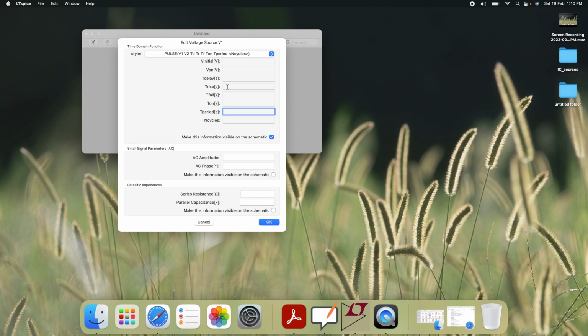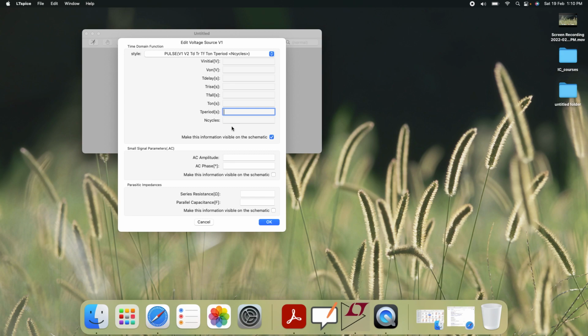If you are giving T on time and T period such that T on is half, it will automatically become a square wave. If you are giving T on smaller, or giving T on more than T period by 2, it becomes rectangular, right? Similar to that, there are some cycles and other things given. So all these entries are referring to that.